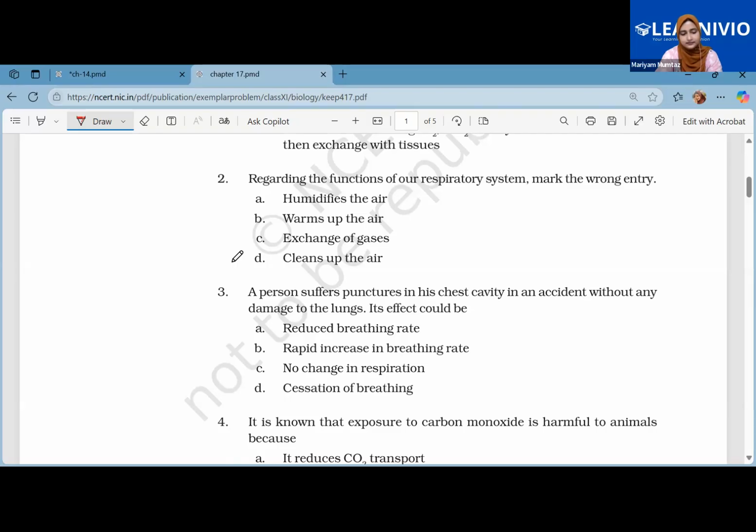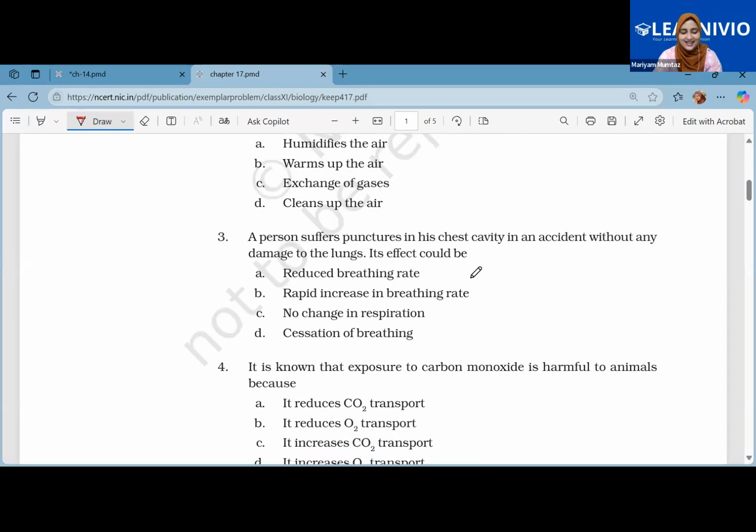It cleans up the air. Exactly. It cleans up the rest of the things it does, but it will not clean up all the air. It will just take out the dust particles. Okay, a person suffers punctures in his chest cavity in an accident without any damage to the lungs. What would it affect? This is a nice question.